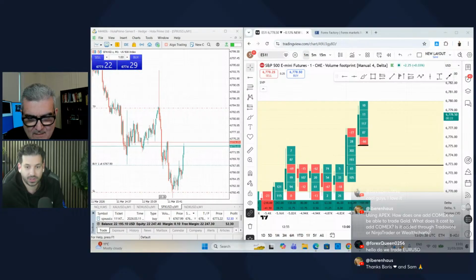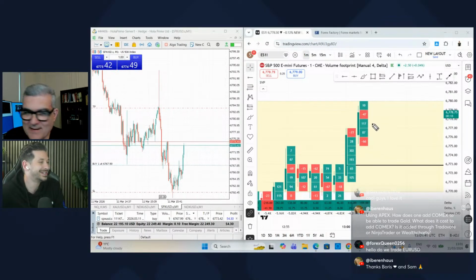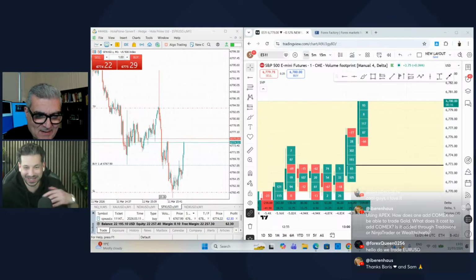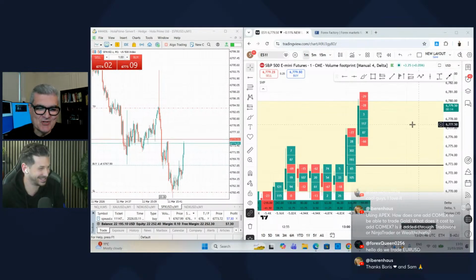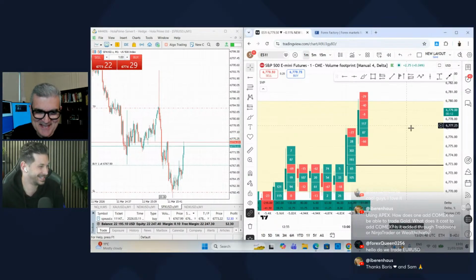Oops, got this little pen tool thing. I keep clicking the wrong thing accidentally. It's going up so much, you're running out of pen. That's what's going on.